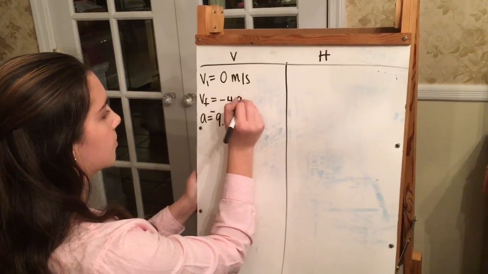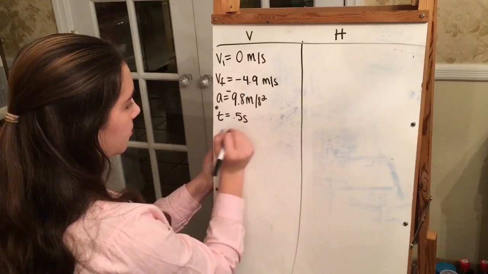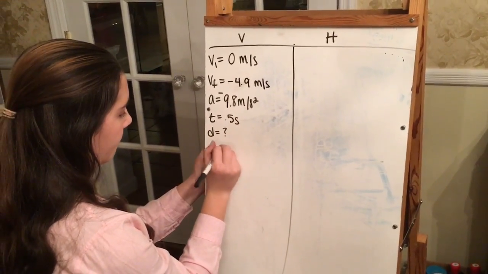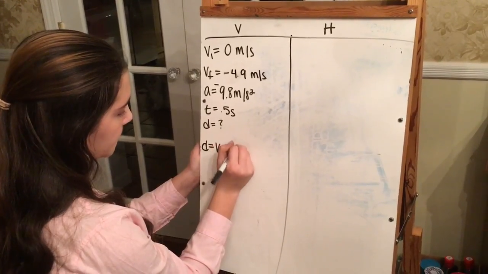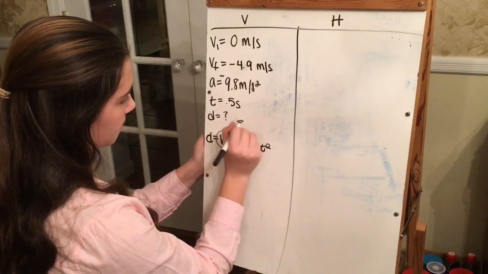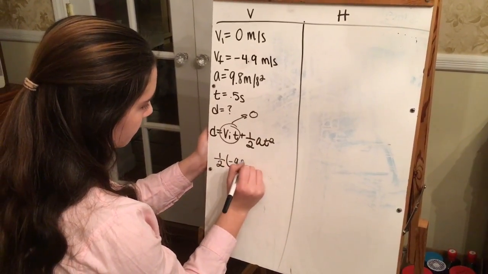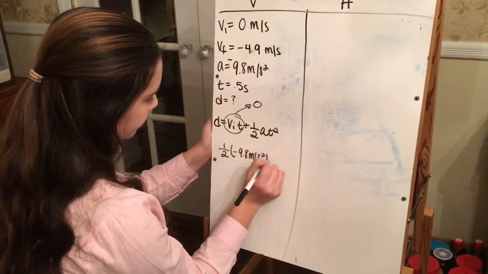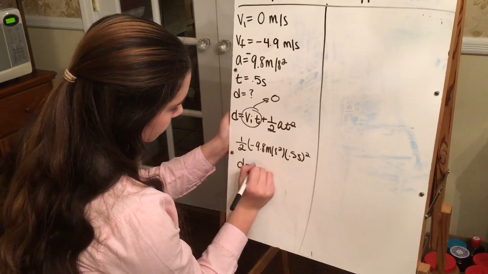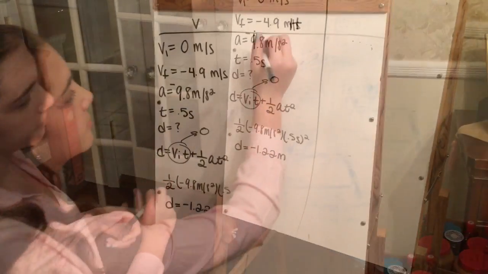Okay, so now we know that the final velocity is negative 4.9 meters per second, and the time is still 0.5 seconds. So now we're going to try to find the displacement, and we're going to use the kinematic equation d equals Vit plus 1/2 At squared. And the whole first term, Vit, goes to 0 because our initial velocity is 0 meters per second. So you're left with 1/2 times negative 9.8 meters per second squared times 0.5 seconds squared, which gives you the displacement of negative 1.22 meters.